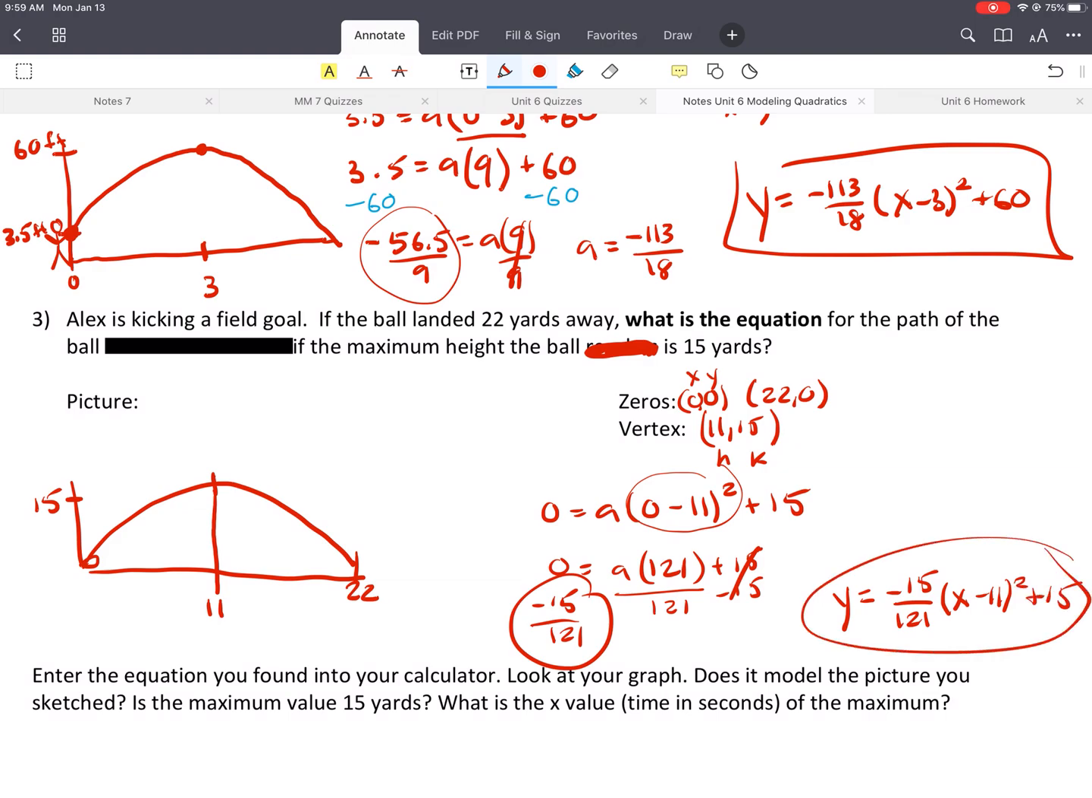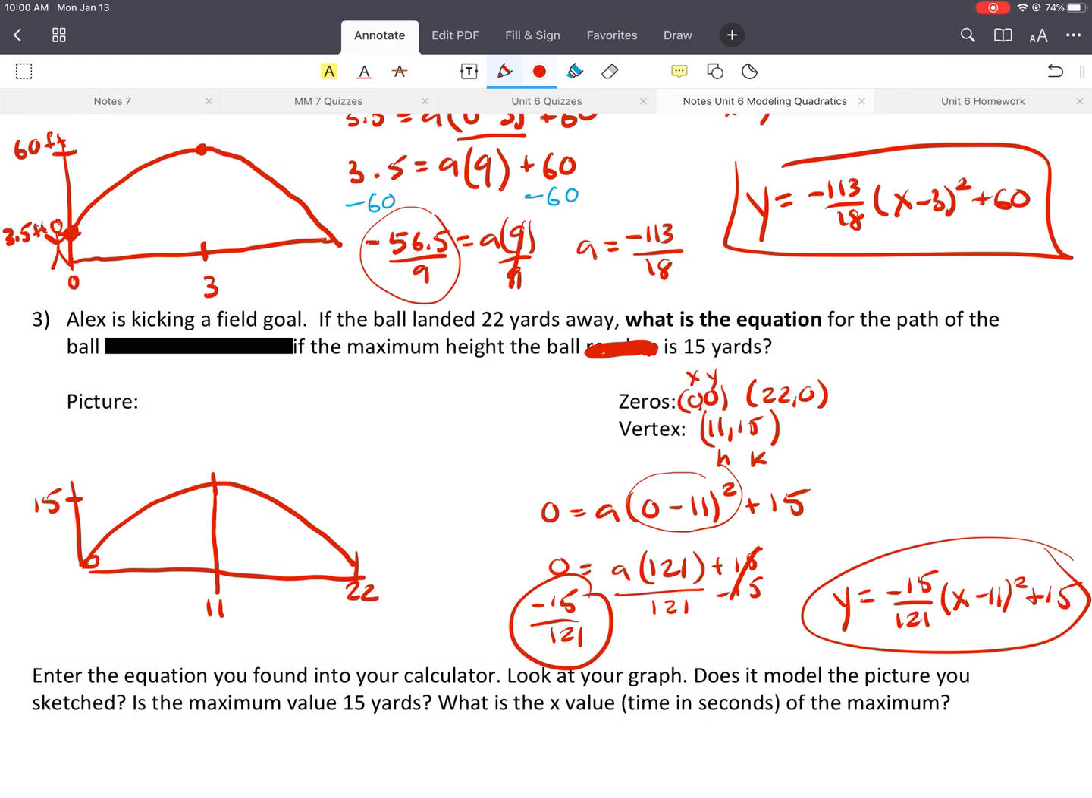Okay? And then it says enter the equation you found in your calculator. Look at the graph. Does the model match the picture you sketched? So you can always do this on your graphing calculator and make sure at least it looks like it's good. Okay? Is the maximum value 15 yards? Okay, so you could use second calc, find the maximum, and then make sure that's what you put in. What is the x value, time in seconds, of the maximum? That should be 11. Okay?